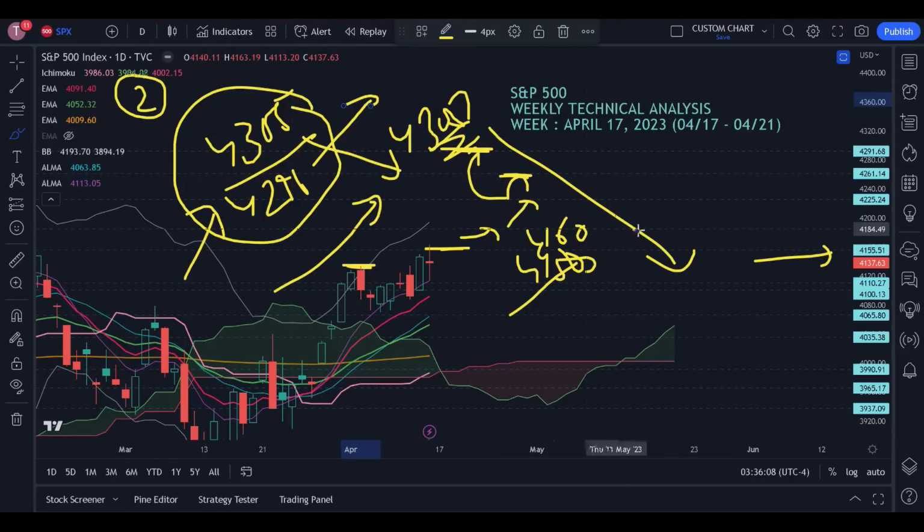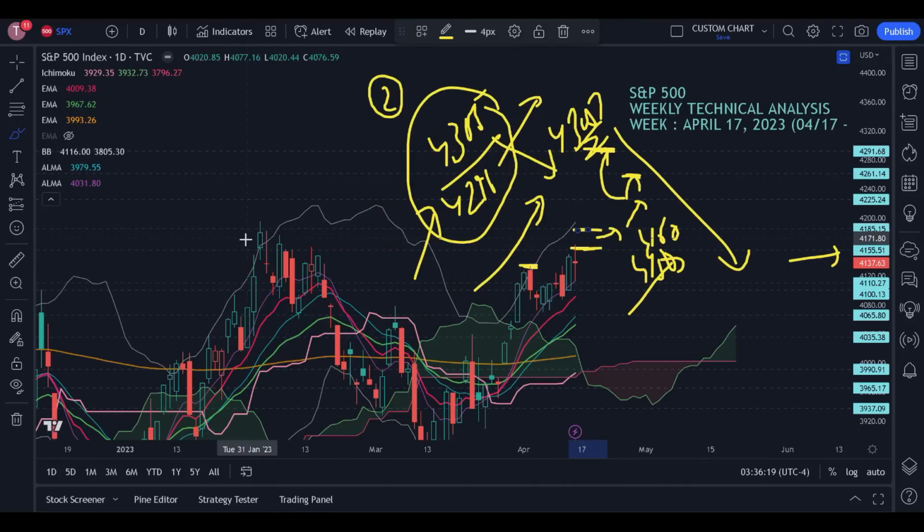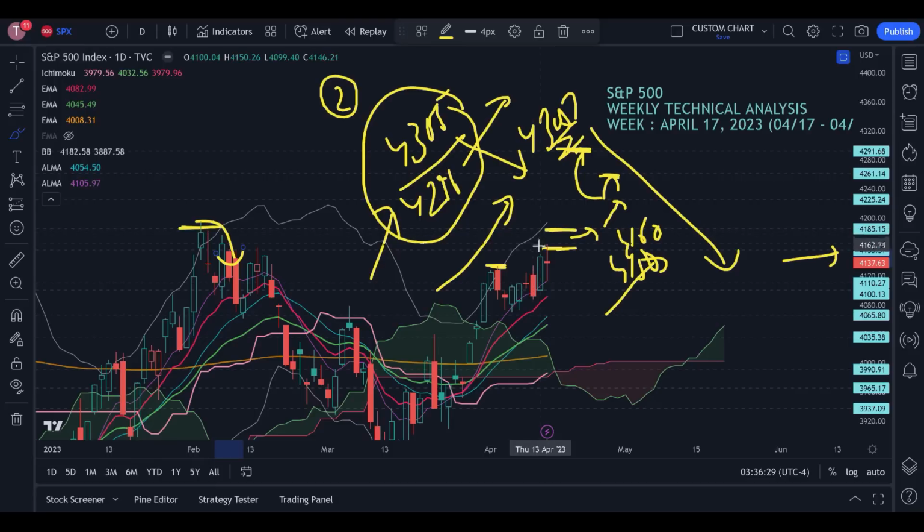Now, these are the resistances. The most important resistances at first are 4160 and 4185. Why 4185? If you remember, last time 4185 was the resistance level where the S&P 500 moved, failed, and then gave up. So similarly this time it is expected to struggle around 4185.